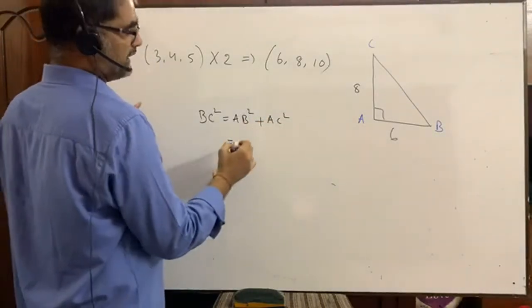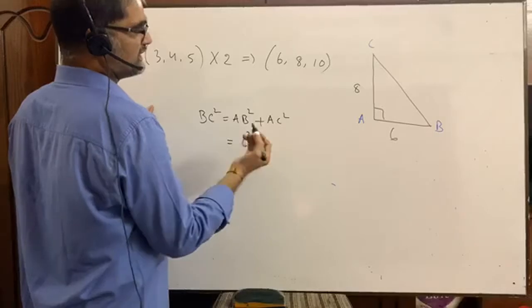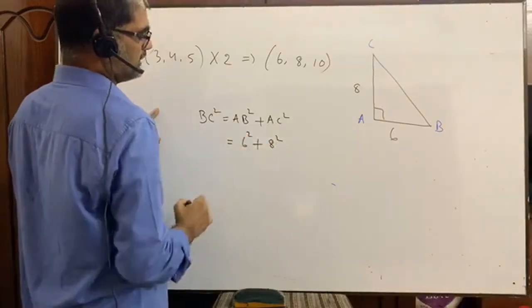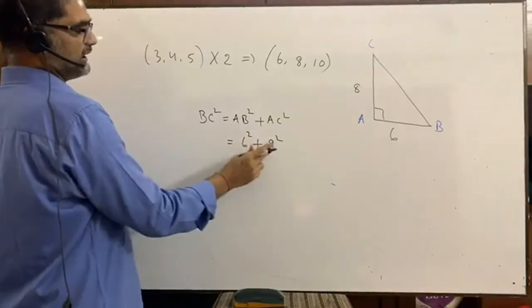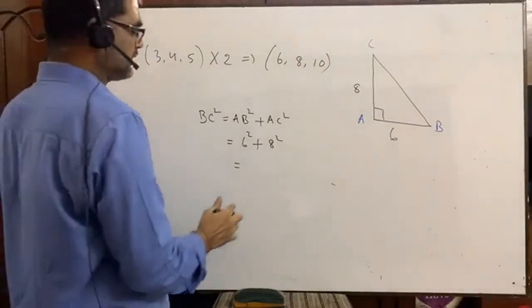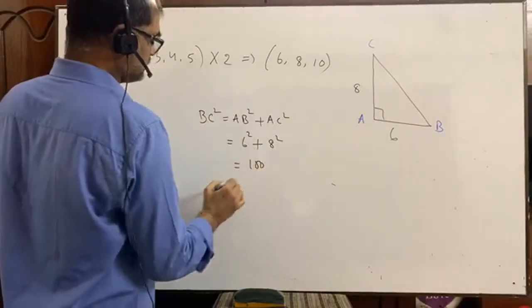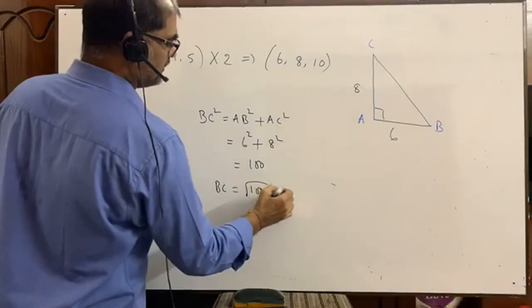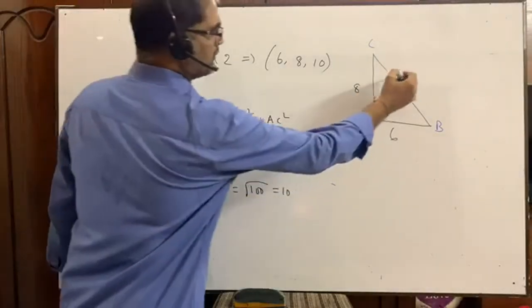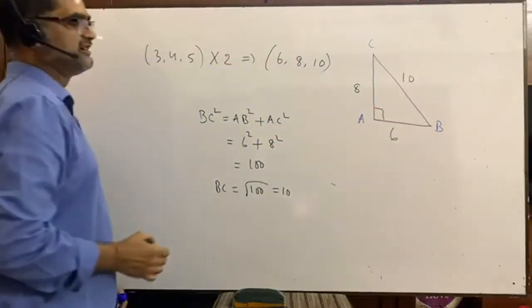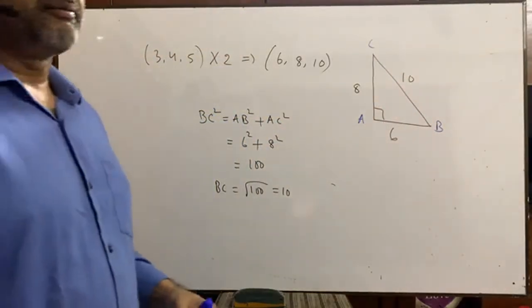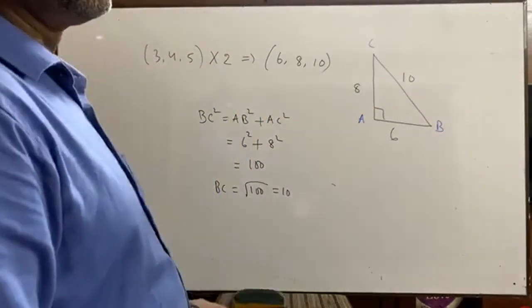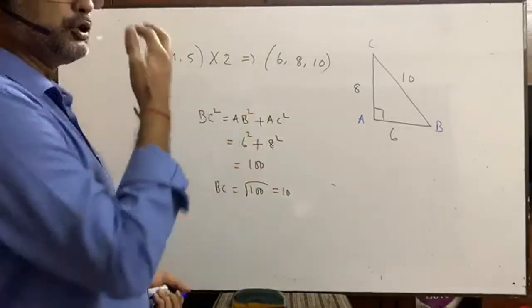AB means 6 square. What is AC? AC means 8 square, right? Then we get 36, and here 64. 36 plus 64 equals to what? 100. So we can write here BC equals to root over 100. That means 10. So it is 10 centimeter. This is the way how you can find any side of a right angle triangle if two sides are known. Okay.